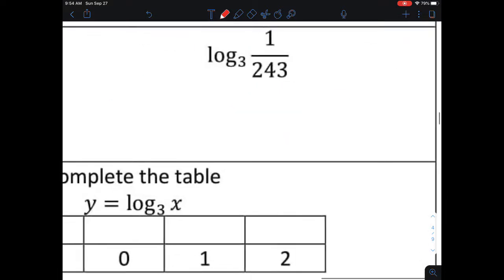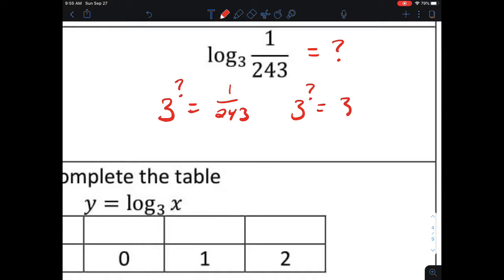And last one here, log base 3 of 1 over 243. What does that equal? So 3 to the what power makes 1 over 243? Well, 1 over 243 is 3 to the negative, what is that, 5 power. So that is going to equal negative 5.